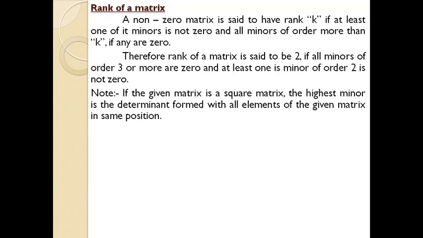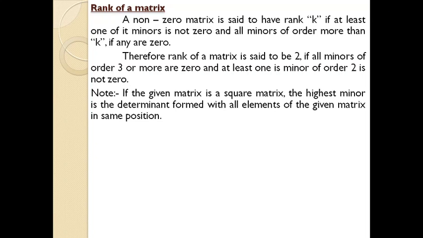If you are dealing with a square matrix of order 2, you just find the value of the determinant. If you get 0, then there is no rank. If you get any numeric value, whether positive or negative, then the rank of that matrix will be 2, because we were discussing order 2.